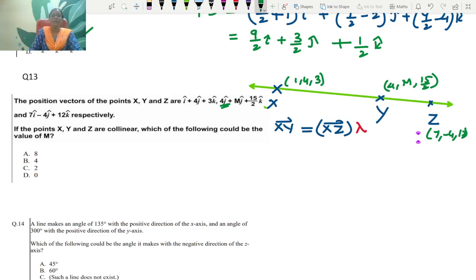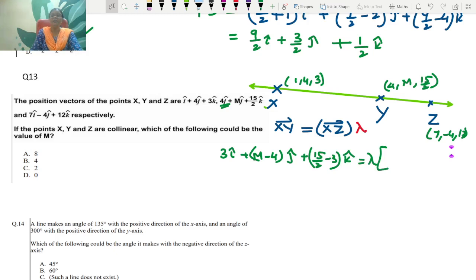So how do we write vector xy? Vector xy is written by subtracting the components. 4 minus 1, it is 3i. And then plus m minus 4, j. And then it is 15/2 minus 3 times k vector. This is lambda times xz. But 7 minus 1, 6i. Then 4 minus that is minus 8j. And the last one is 12. 12 minus 3 that is 9k.